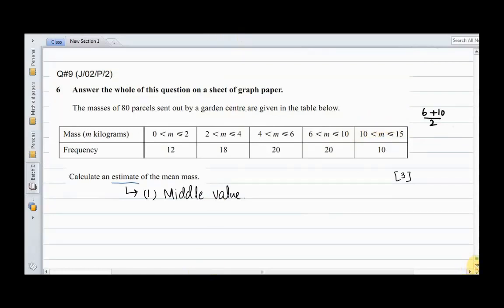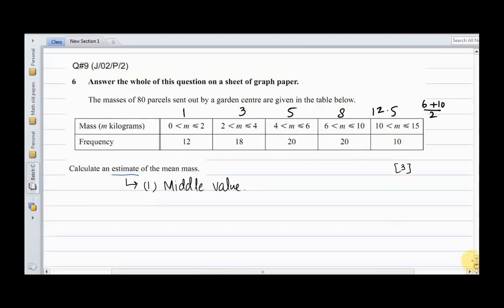After finding the middle value, what you need to do is find fx. So I'm going to make a column here, fx, right? So it will be 12 times 1, 12. 18 times 3, it will be 54. 20 times 5 is 100. 20 times 8 is 160. And 10 times 12.5 is 125. Right? These are all the values of fx.